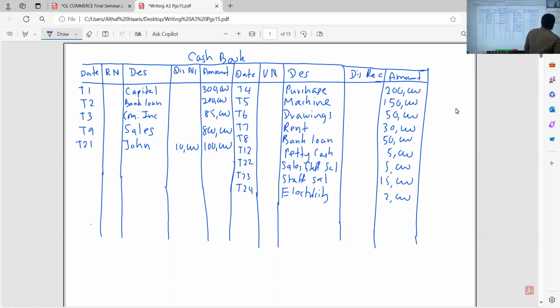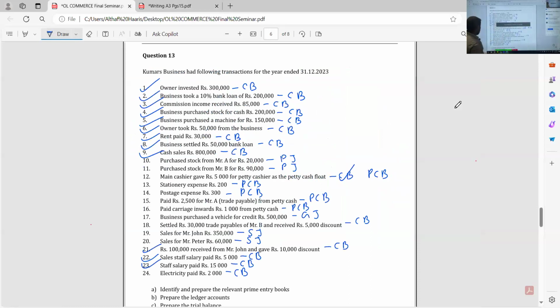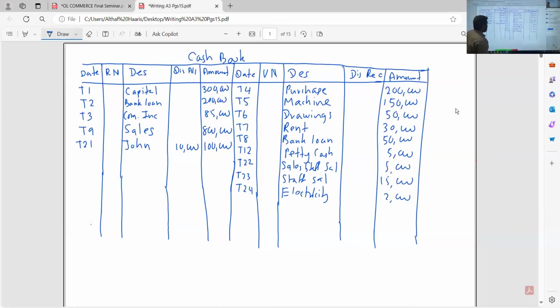Quickly, we missed T18. Did we miss T18? Yeah, we have missed it, no? T18. Thank you. Who is that? Shohila. Thanks a lot. T18 settled 30,000 to Mr. B. So where to write it? Ideally, you should write it here. I don't have space, so I'll write it here.